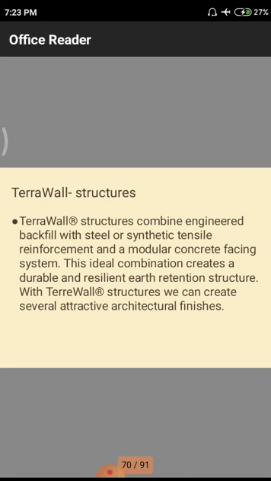But here ideal combination means we are implementing two ideas into a single idea by constructing these earth retaining structures with galvanized or synthetic tensile reinforcement with the help of this ideal facings. The structures we create come in several attractive and architectural finishes. That means attractive and architectural means whenever we are seeing those kind of structures, we are feeling some quantity of enthusiasm while we are seeing. Why? Because those structures are simply attractive to our eyes.